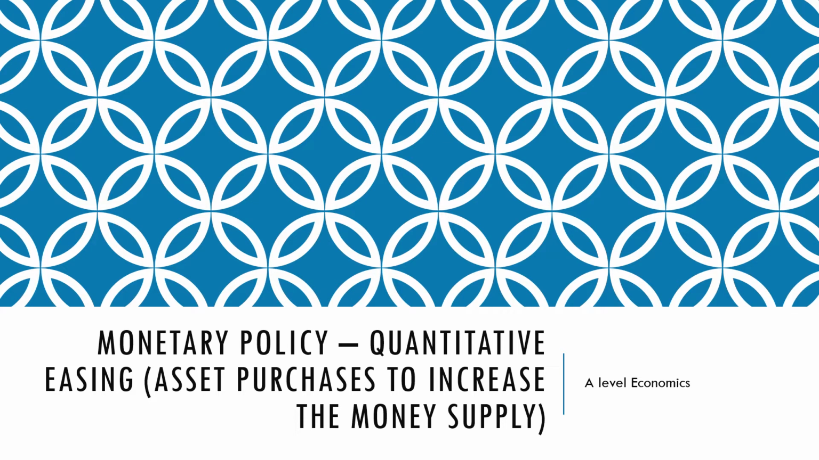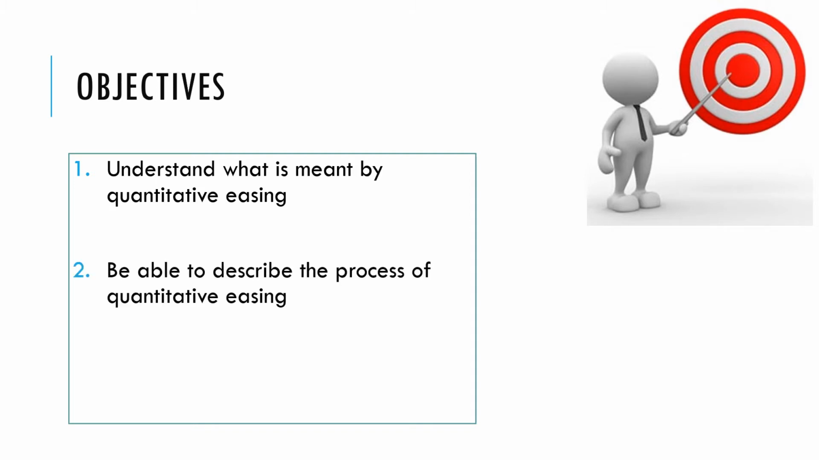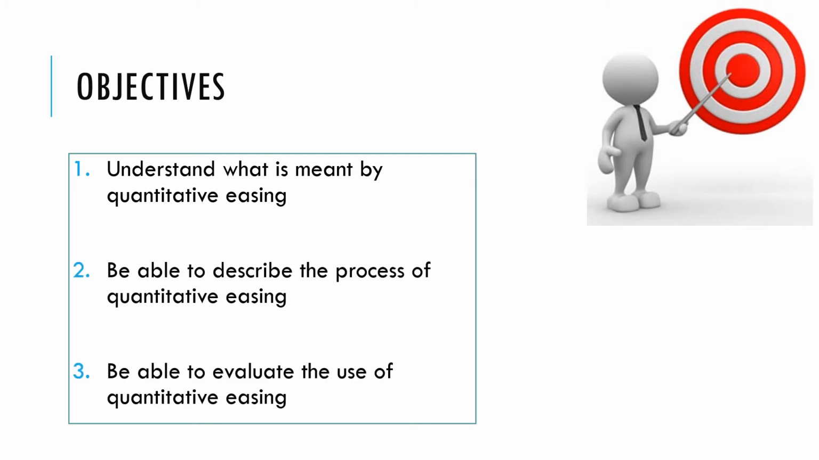Hello and welcome to this video on monetary policy, focusing in particular on quantitative easing. So in this video, we're going to look at what is meant by quantitative easing, describe the process involved, and then look at some evaluation points. So quantitative easing is all about increasing the money supply, the amount of money in the economy.